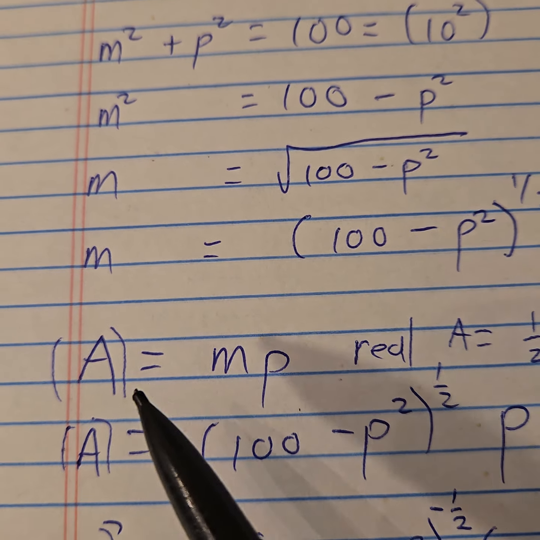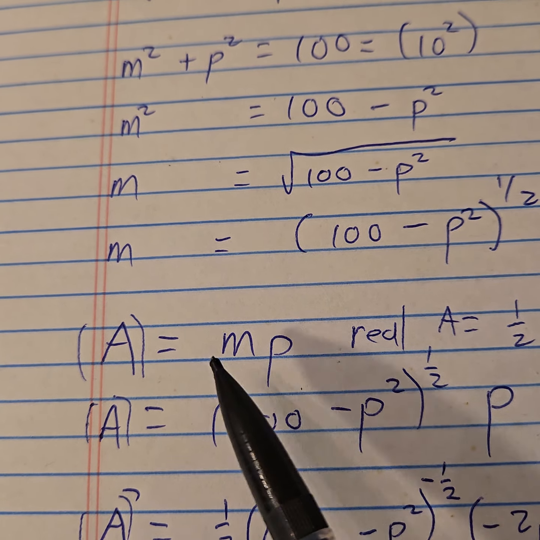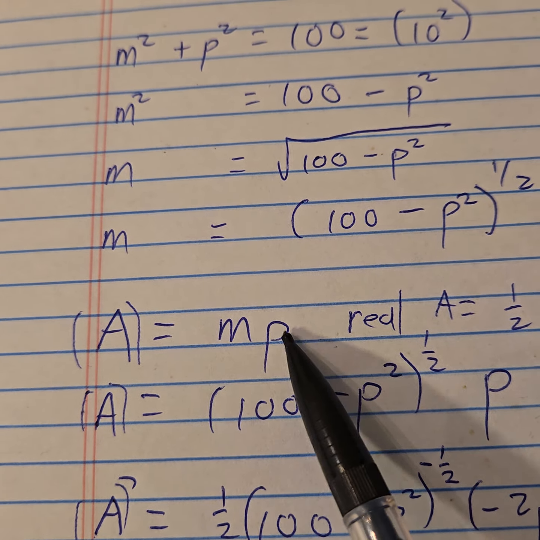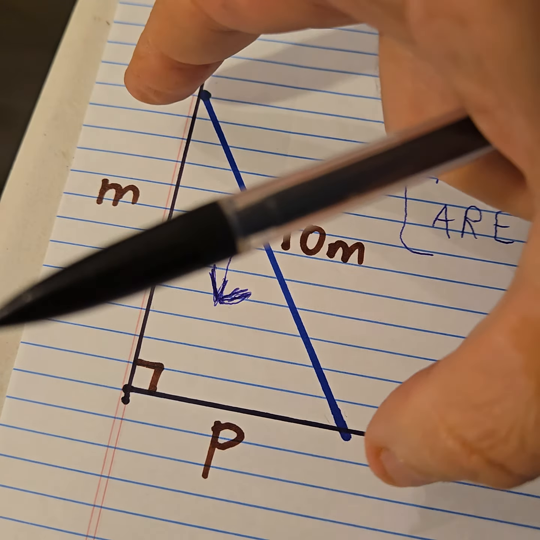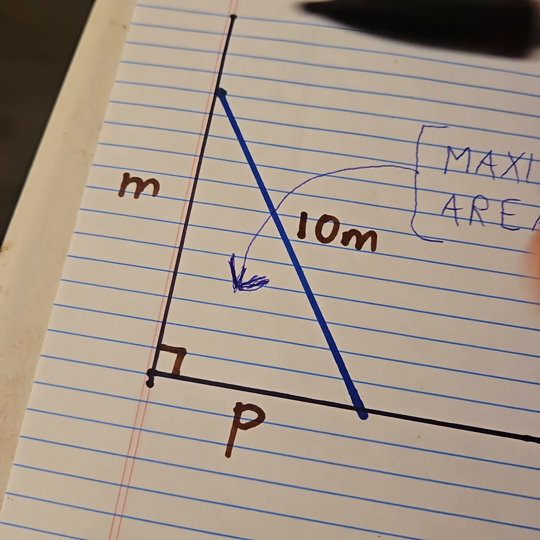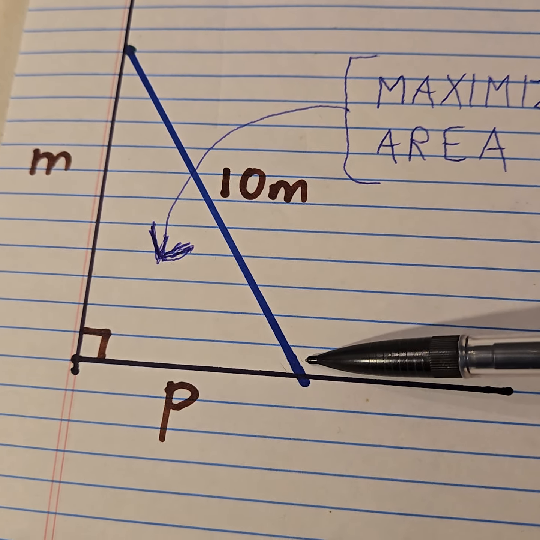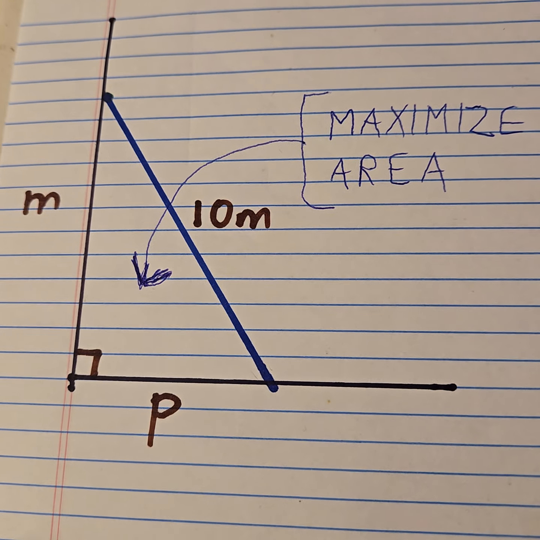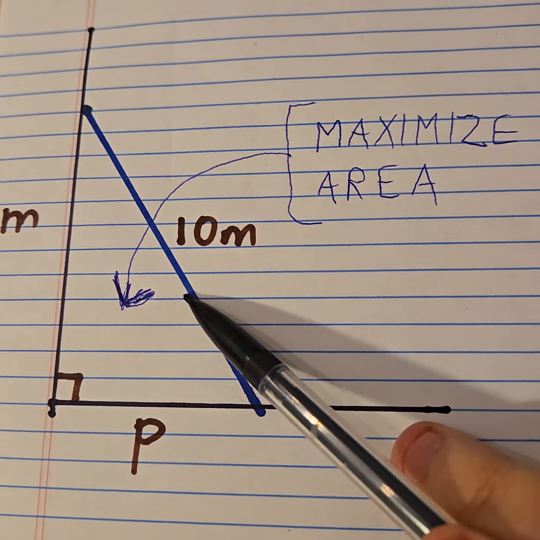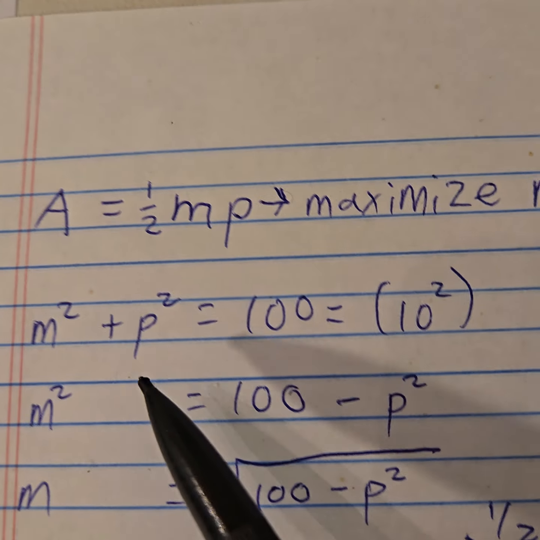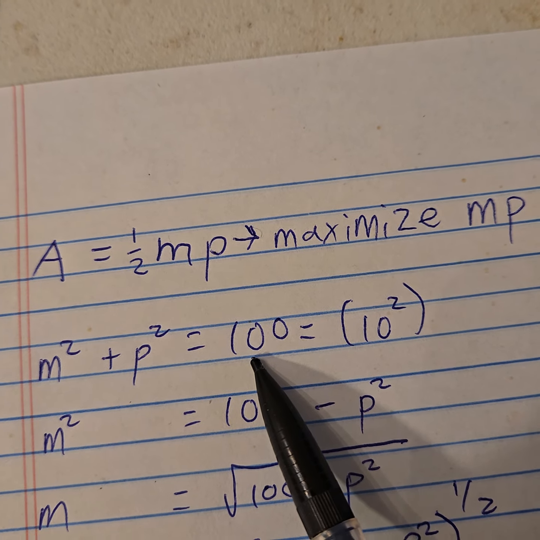Okay, now what often happens with calculus, we have more than one variable, and we need to get rid of one. I have to find a way to link them. So if I go back to this diagram, no matter how we position that 10-meter barrier, we always have a 90-degree triangle where the hypotenuse is 10 meters. So we can use our friend Pythagoras: m squared plus p squared equals 10 squared, no matter what. There's m squared plus p squared equals 10 squared, or equals 100.